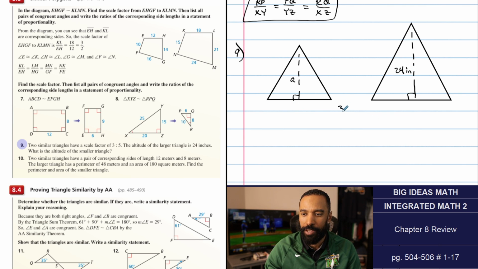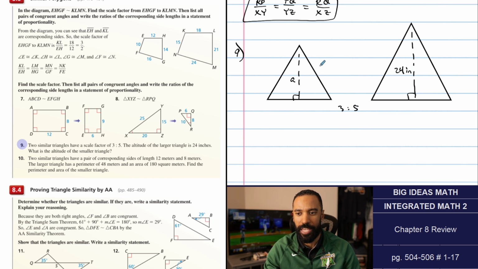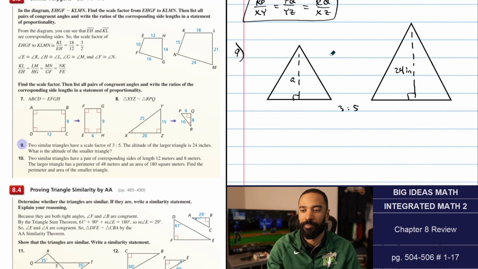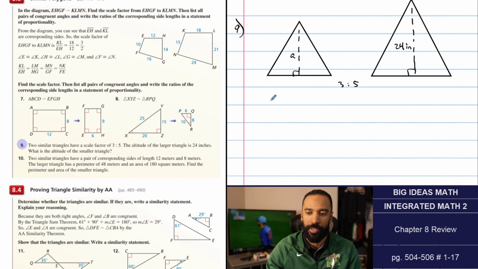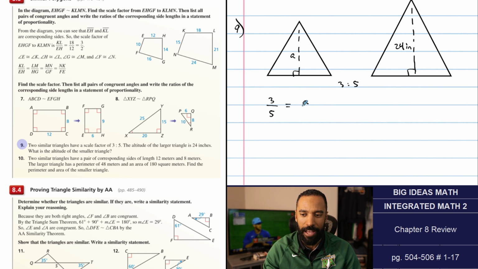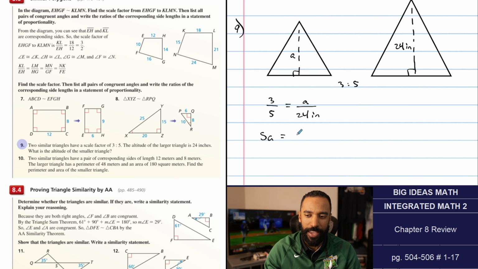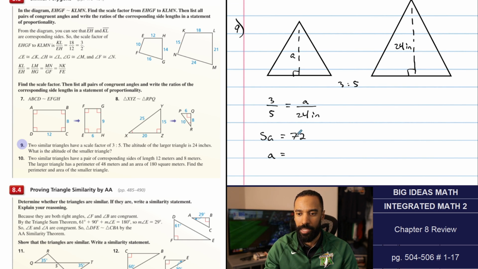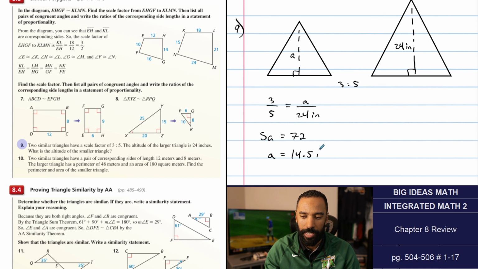Now, we have a 3 to 5 scale factor here, which means if this length was 3, this length would be 5. We don't know what the lengths are, but that's the idea. When you reduce the fraction, this is what you end up with. So we have a 3 to 5 similarity ratio from one to the other, small to big. The small unknown length of this altitude is A, and the larger one that we know is 24 inches. As we cross multiply here, we get 5A equals 72. Divide both sides by 5. You get A equals 14.5. I believe that is 14.5 inches.